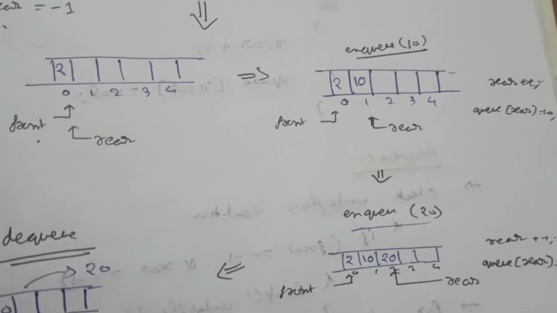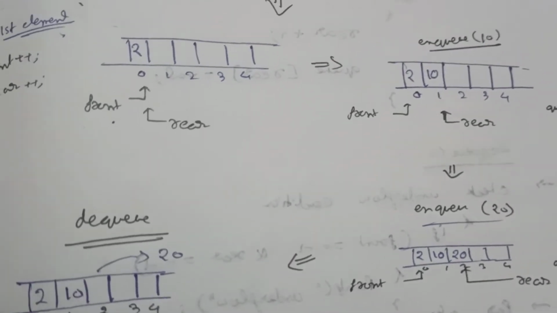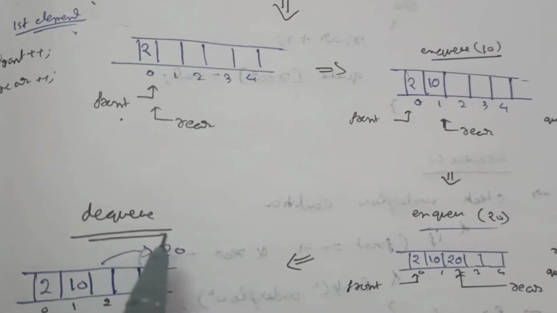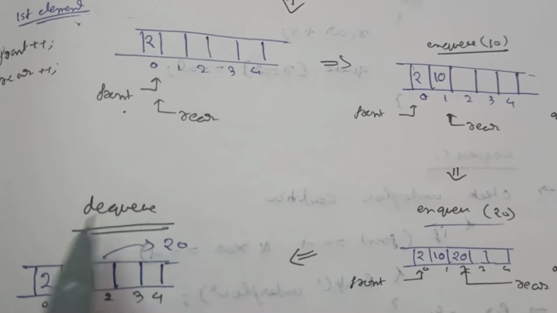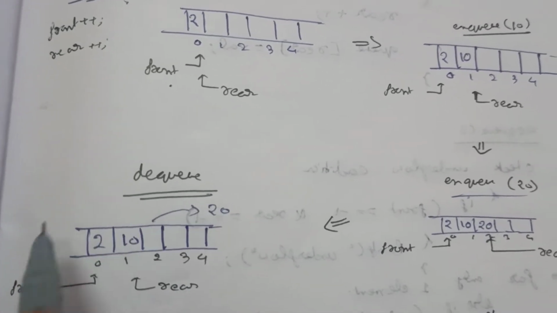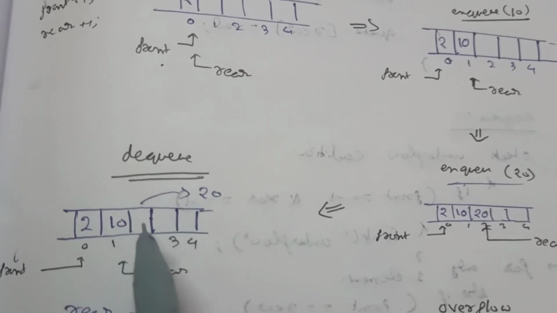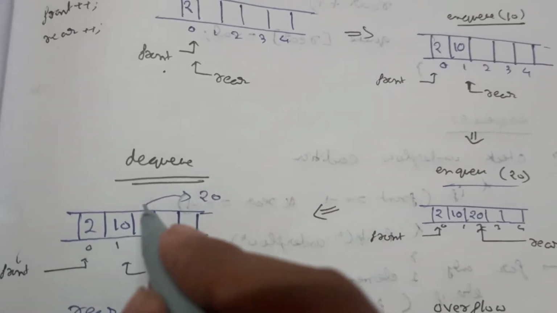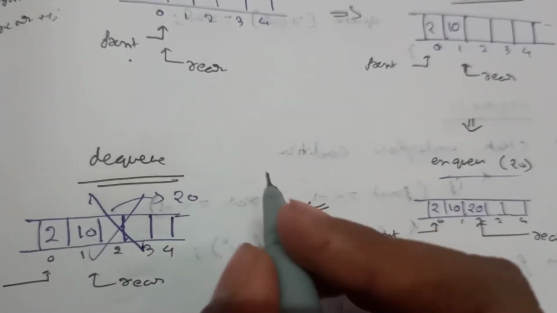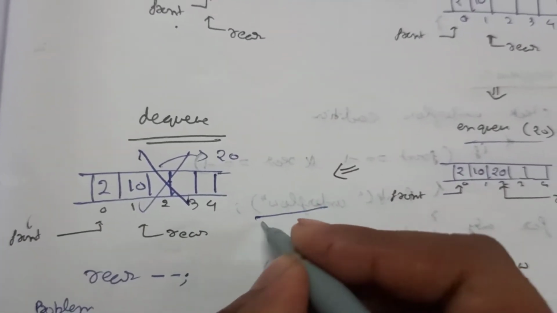So now let's see a dequeue operation. Dequeue will be done from the front end, that is the first element will be deleted. So this is the wrong part. This is the wrong dequeue. It is only applicable for stack. So this is not going to be like this. The dequeue will be like this.